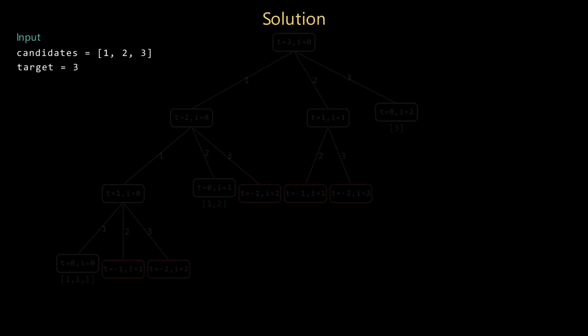Here is the full recursion tree for candidates 1, 2, 3 and target 3, shown faintly. On the left is the input. A legend on the right will spell out what T and I mean on each node. We will rebuild the depth first walk step by step.